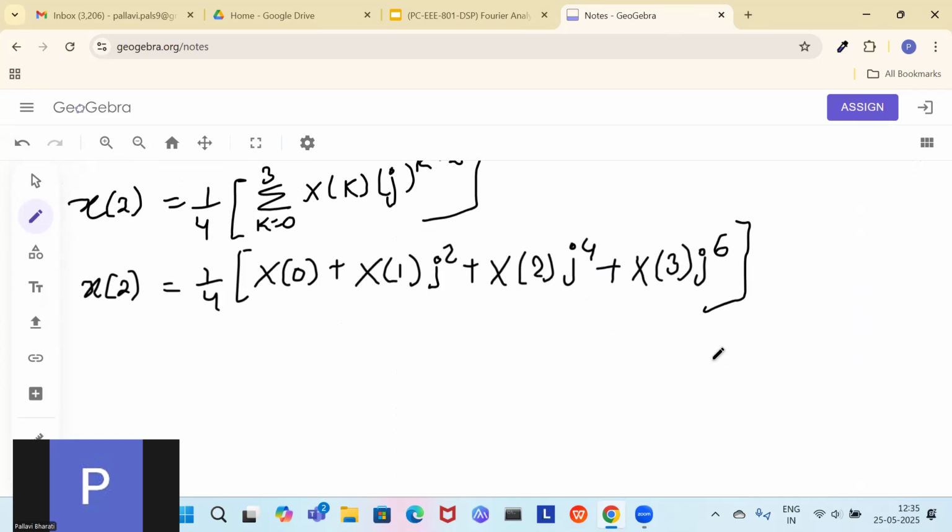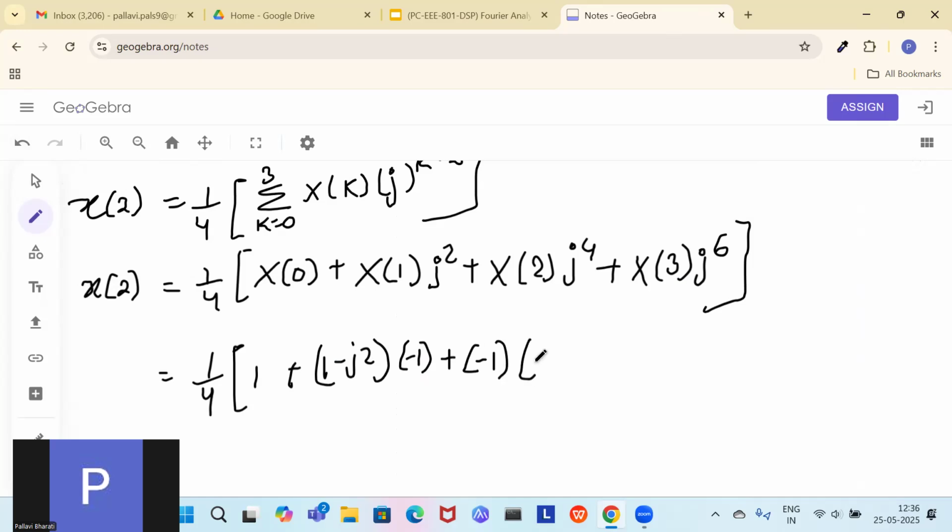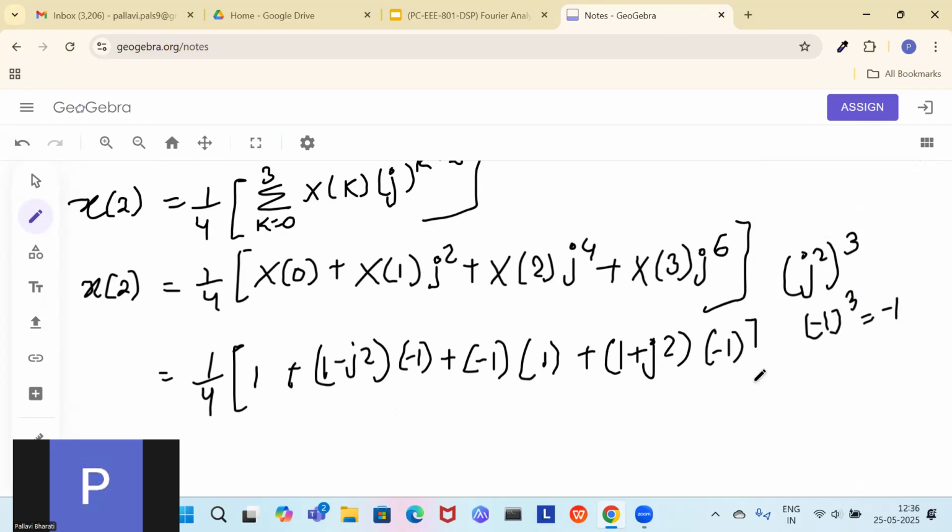Now the value of capital X of 0 was given in the question to be 1. Then X1 was given 1 minus j2. This is multiplied with j square, that is minus 1. X2 was given minus 1. This is multiplied with j to the power 4. J to the power 4 means j square into j square. That means minus 1 into minus 1. That will be plus 1. X3 was given as 1 plus j2. Now this j to the power 6 means j square to the power 3. So this is minus 1 to the power 3. That will make it minus 1.